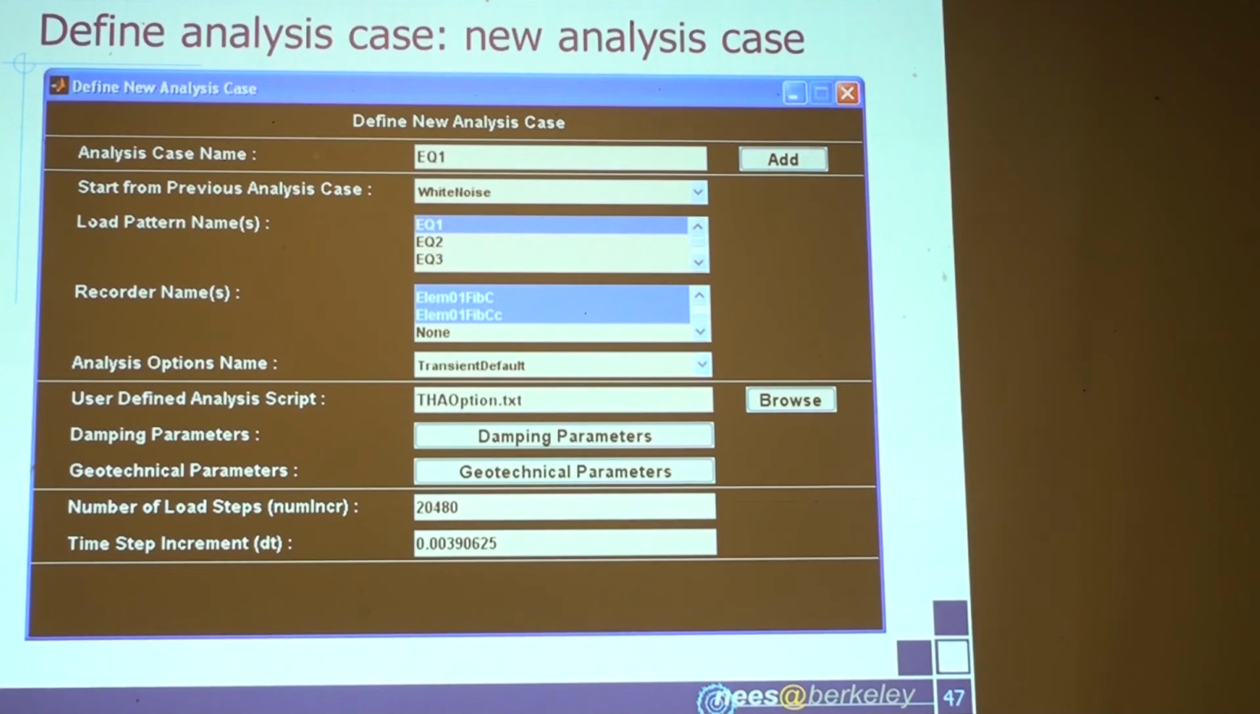If you have multiple earthquakes, like you have excitation in X and Y and Z, you would be able to click all of those. Just hold down your control key and select different load patterns at the same time. Then you choose what recorders you want to use in this analysis case. Again, you can click whichever ones you want to use.